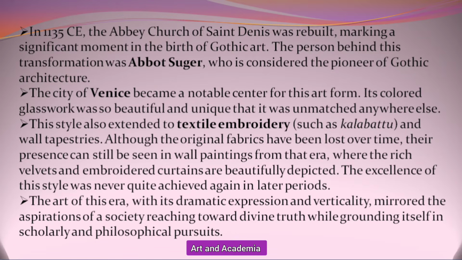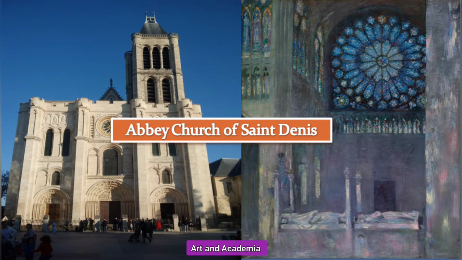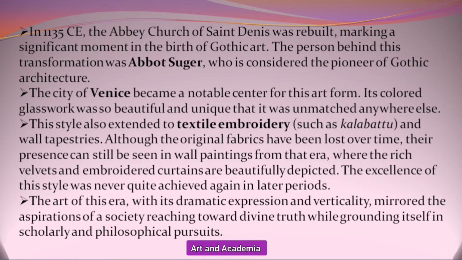In 1135 CE, the Abbey Church of St. Denis was rebuilt, marking a significant moment in the birth of Gothic art. The person behind this transformation was Abbot Suger, who is considered the pioneer of Gothic architecture.